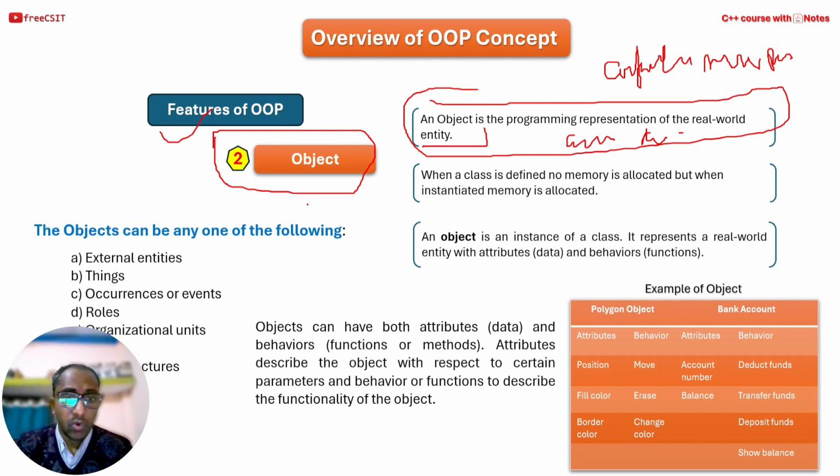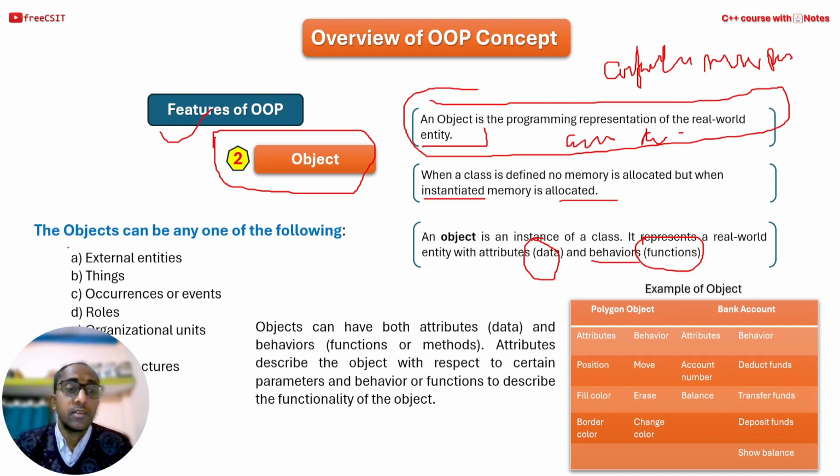An object is an instance of a class. When a class is defined, no memory is allocated. When a class is created, memory is not allocated, but when instantiated, memory is allocated. So an object is the instance of a class. After creating the class, we create objects. It represents a real world entity with attributes, just like data members, and its functions. And they have some behaviors.